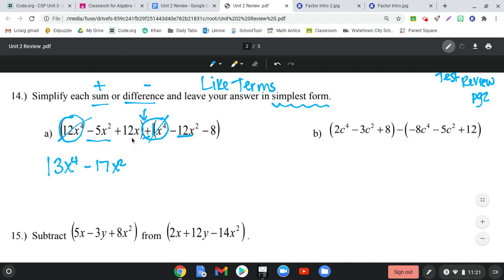All right, now the 12x would come next. There's no other x's. The 8 doesn't have one, so we're just going to put the plus 12x down. And then the minus 8. So you're just combining your like terms.